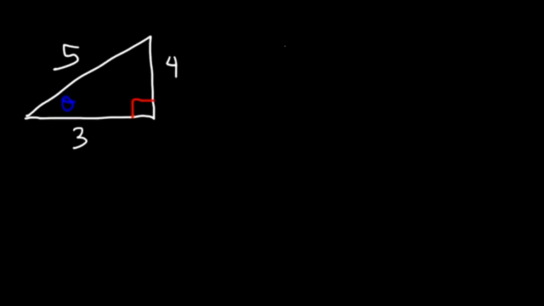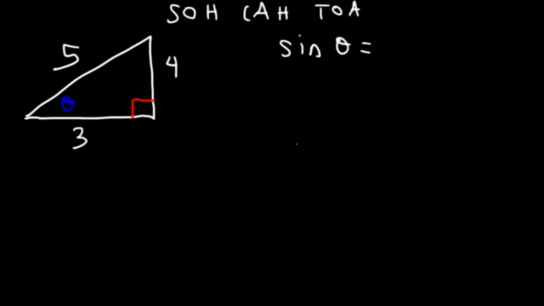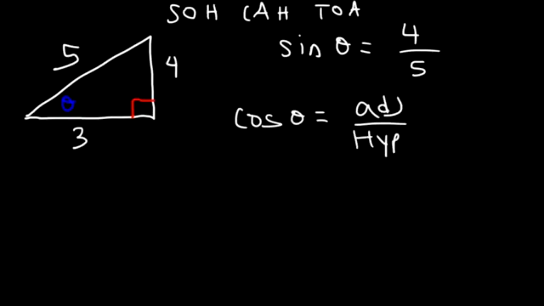So now let's finish this problem. What is the value of sine theta? According to SOH CAH TOA, we know that sine theta is equal to the opposite side divided by the hypotenuse, in the part SOH, S-O-H. Opposite to theta is 4, and the hypotenuse is 5. So therefore, sine theta is going to be 4 divided by 5. Now cosine theta is equal to the adjacent side divided by the hypotenuse. So we said 4 is the opposite side, 5 is the hypotenuse, and 3 is the adjacent side.